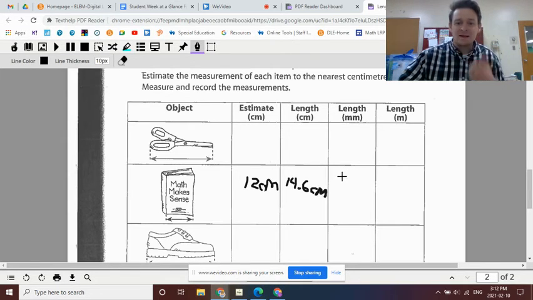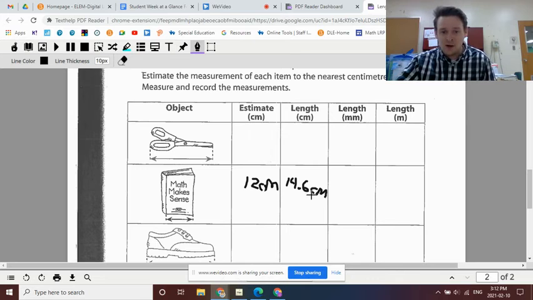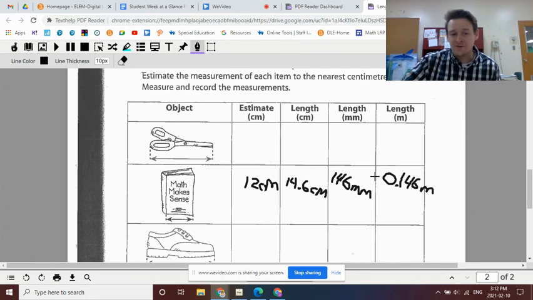In millimeters, I'm just going to count by 10. If I was counting by tens, by the time I got to 14, I'd be at 140. And then I could just count the ticks up to 146 millimeters. In meters, it's definitely not a whole meter. It would be decimal 0.146 meters. So pretty far away from being a meter.